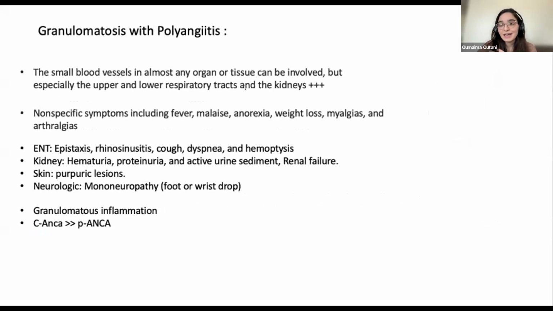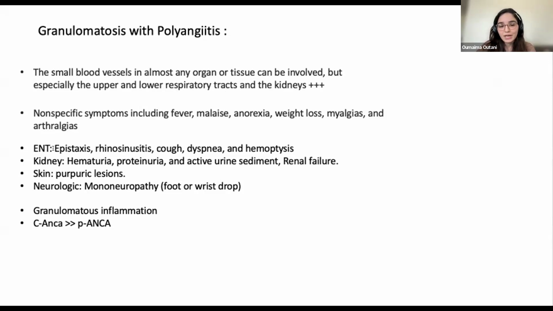So GPA can affect any small blood vessel in the whole body, but we mainly see upper and lower tract involvement and kidney involvement, but we can also see nerve involvement and abdominal organ involvement, and the symptoms are often non-specific, which really delays diagnosis, and patients can be falsely diagnosed with infections or other inflammatory or autoimmune diseases. We will have ENT involvement, but it does not only present with epistaxis. Sometimes the patient will present with crusty nose, cough, rhinosinusitis, sometimes with hearing loss and recurrent otitis media, so be aware of mimics.